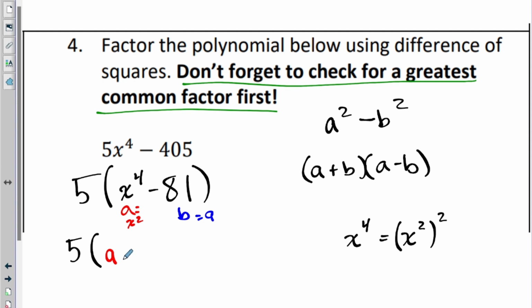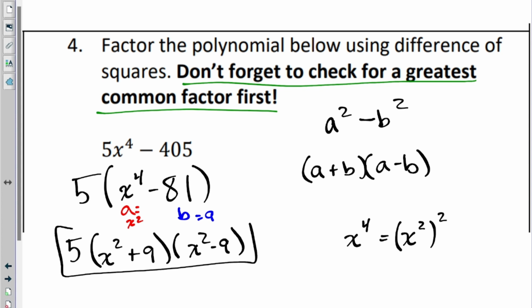A squared would be x squared, or x to the 4th. No, what am I saying? Hold on, I'm confusing myself. A is x squared because this is what it looks like right now. I want to write it in this form, meaning I need to take the "square roots." This has got to be x squared plus 9 times x squared minus 9.